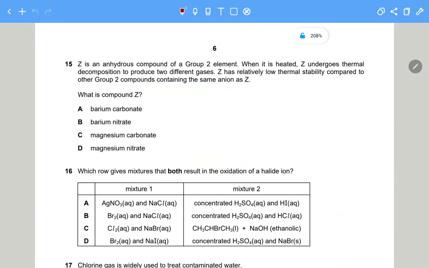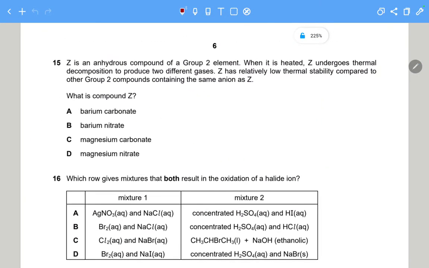Now, question 15. Z is an anhydrous compound of a group 2 element. When it is heated, Z undergoes thermal decomposition to produce two different gases. Now let's stop right there. Let's read the options. Barium carbonate, barium nitrate, magnesium carbonate, magnesium nitrate. Now, when a carbonate decomposes, it produces only one gas, carbon dioxide. When a nitrate decomposes, we get two gases, nitrogen dioxide and oxygen. So, if the question says two different gases, we narrow the question down to the two nitrates already.